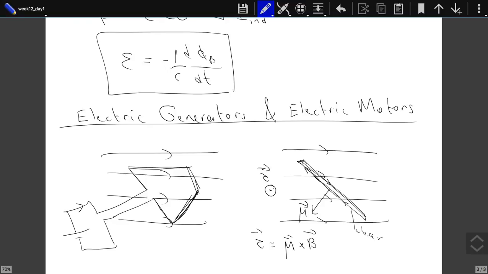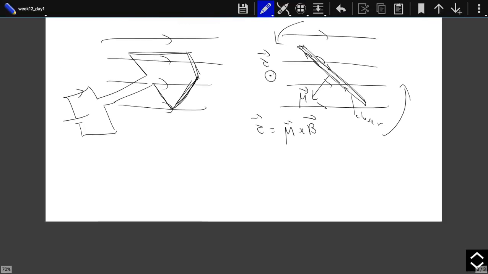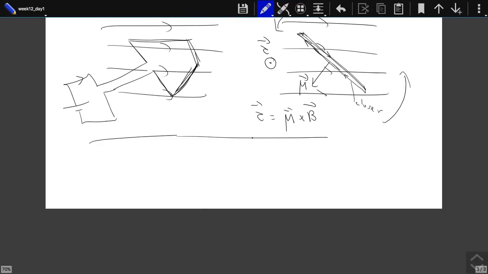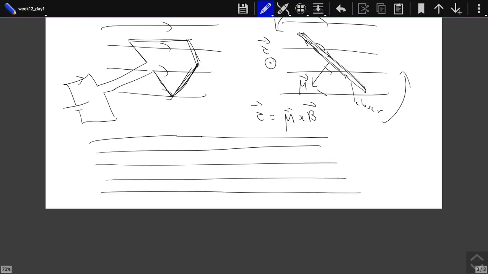Yeah, it will just rotate counterclockwise. So you start from this configuration. This is mu. It will rotate. Eventually, it will be aligned in this way. So it just rotated such that mu is aligned with the B field.